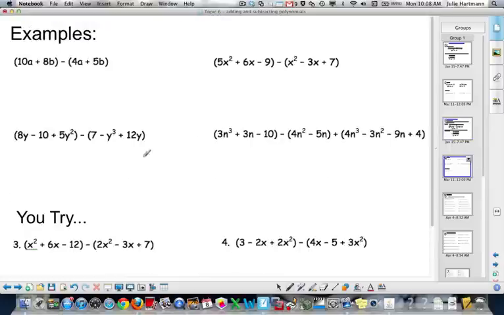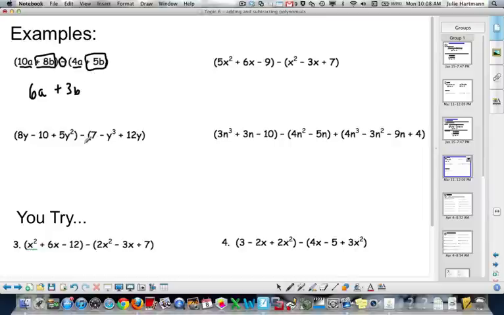So let's do a couple of these ones up here. Now, the other option you can do is just remember to subtract everything. So, for example, 10a minus 4a is 6a. 8b minus 5b is 3b. So, like I said, you don't necessarily have to rewrite it, but it does ensure that you don't miss something.